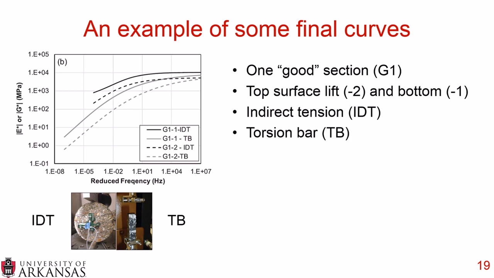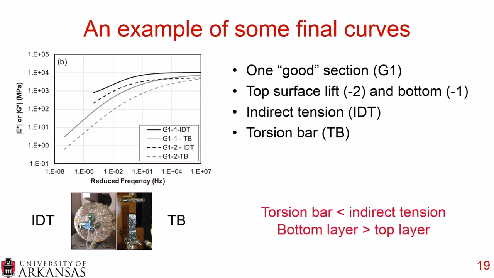Then we have our top surface lifts, which are dotted lines, and our bottom surface lifts, which are solid lines. And we use 2 different geometries. We used an IDT and we used a torsion bar. And you can see some general trends here. The torsion bar values were always less than the indirect tension values. And the bottom layer values were always greater than the top layers. So these were the 2 biggest findings that we were able to get out of this research. And we'll go into a lot more detail about what this means and how we got it from more extensive data. But this is just an example of a final curve.